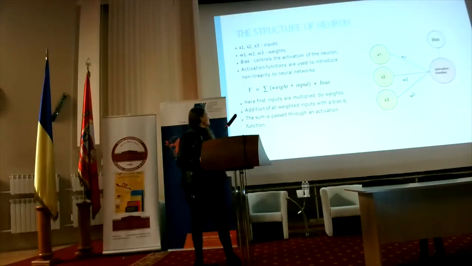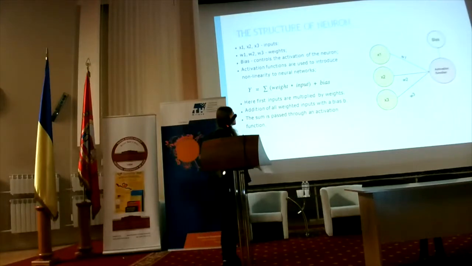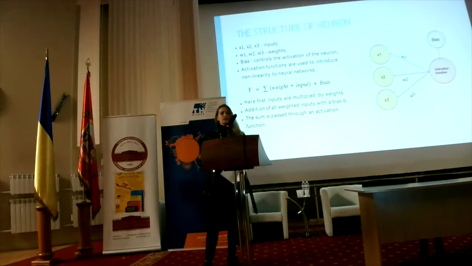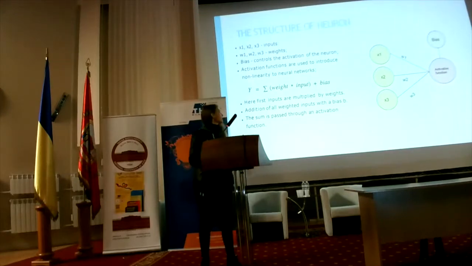So as we can see here in the formula, first inputs x1, x2, and x3 get multiplied by their weights, and then there goes an addition of all the weighted inputs with the bias. And then this whole sum undergoes the activation function.